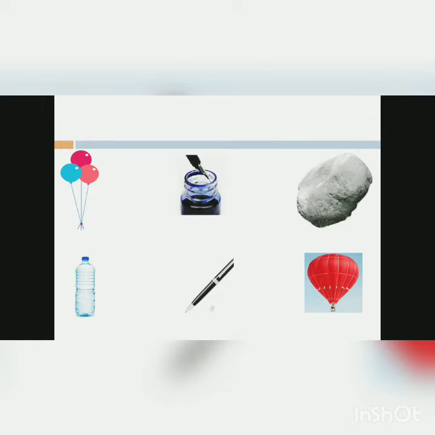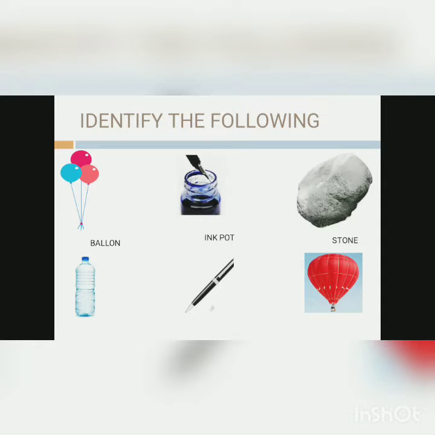What is matter? Can you identify the images in this picture? The first one is that of a balloon, followed by an ink pot, stone, a water bottle, pen and a hot air balloon. The balloons are filled with gases. The ink pot and the water bottle are filled with liquid, and pen and stone represent solid. These are the three states of matter, namely solid, liquid and gases.